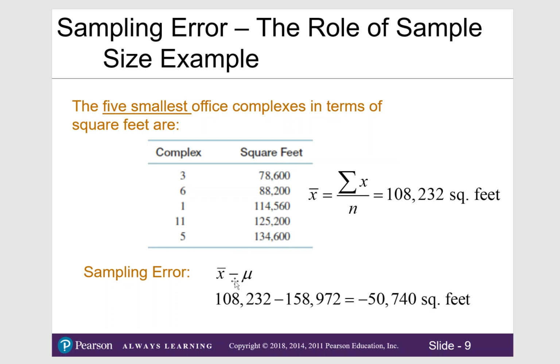And then if you compare that to the population mean we found back in slide 7, you'll notice that the difference of them is about 50,000 square feet. So you have an idea of how big your sampling error could be by looking at the smallest in this case. Similarly, you could grab all the largest 5 in your sample and use that as an estimate for how large your sampling error could be.